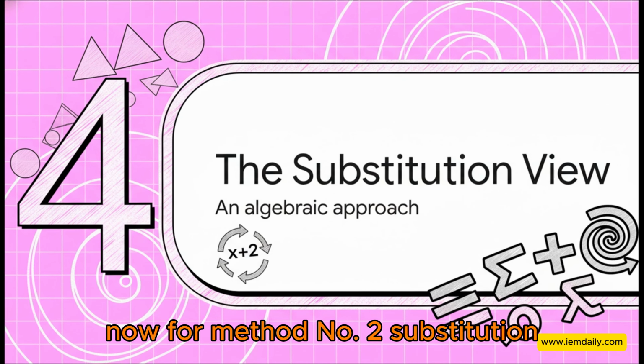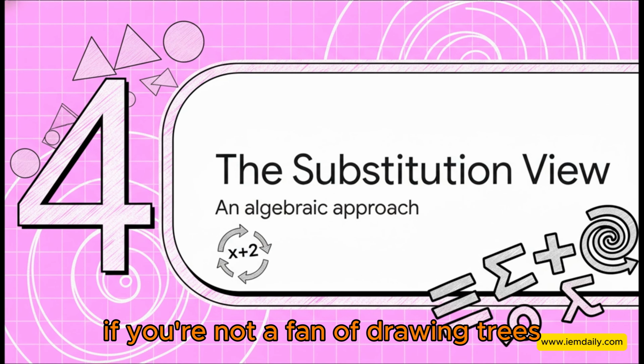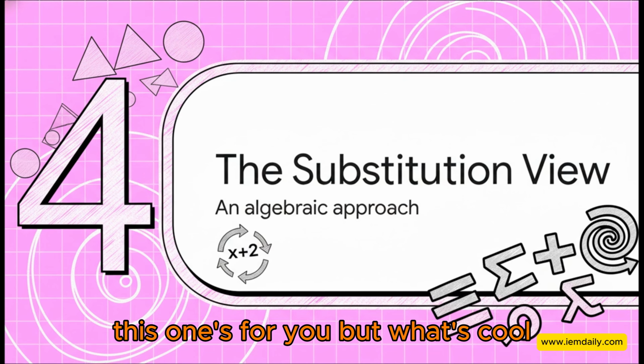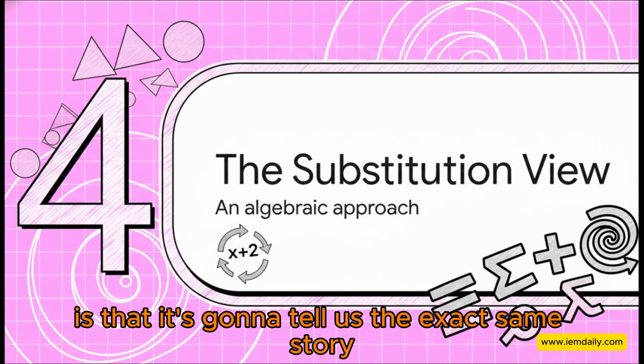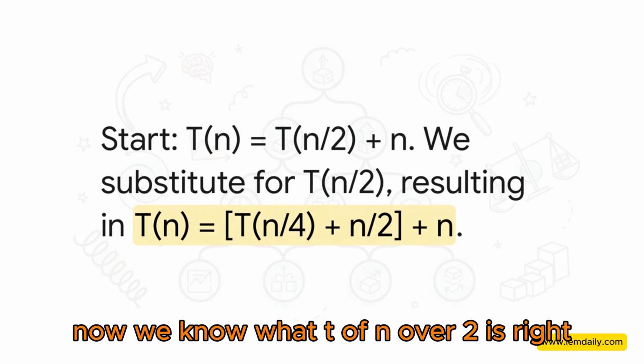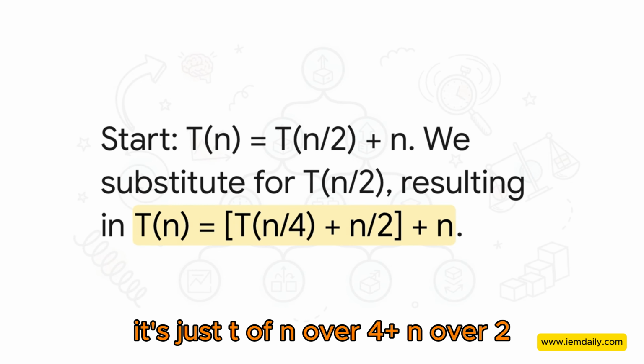Okay, now for method number 2, substitution. If you're not a fan of drawing trees and you just prefer to stick with the algebra, this one's for you. But what's cool is that it's going to tell us the exact same story. We start with our original equation. Now, we know what T of n over 2 is, right? Based on the same formula. It's just T of n over 4 plus n over 2.